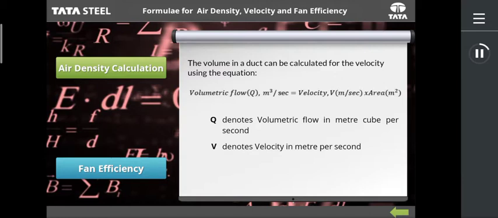The volume in a duct can be calculated for the velocity using the equation as displayed on screen, where Q denotes volumetric flow in meter cube per second. V denotes velocity in meter per second.